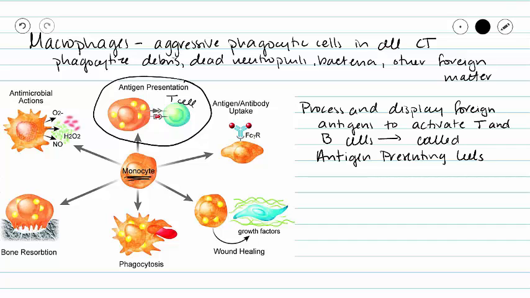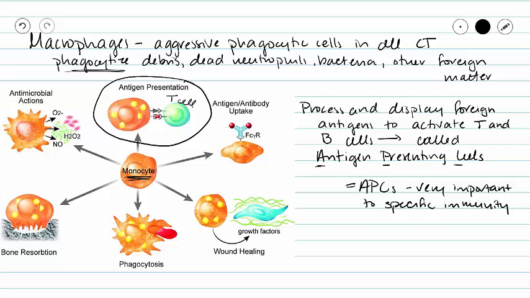So in this capacity, we call them antigen presenting cells, or APCs. And this is very important to specific immunity. So our macrophages are going to be very important to non-specific immunity in their phagocytic role, and they're very important to specific immunity in their antigen presentation role.